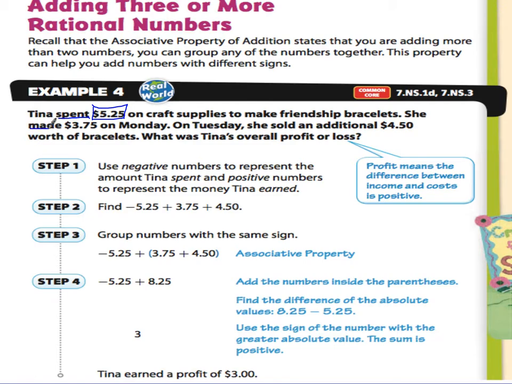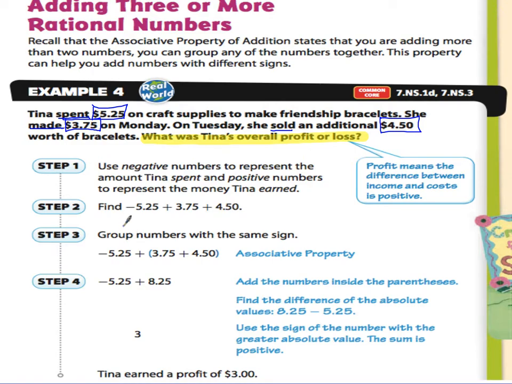She made, so that's going to be a positive $3.75 on Monday. And then on Tuesday, she sold an additional $4.50 worth of bracelets. Selling bracelets means that she got money. Okay, so we want to know what was her overall profit or loss. So we have to go in order.